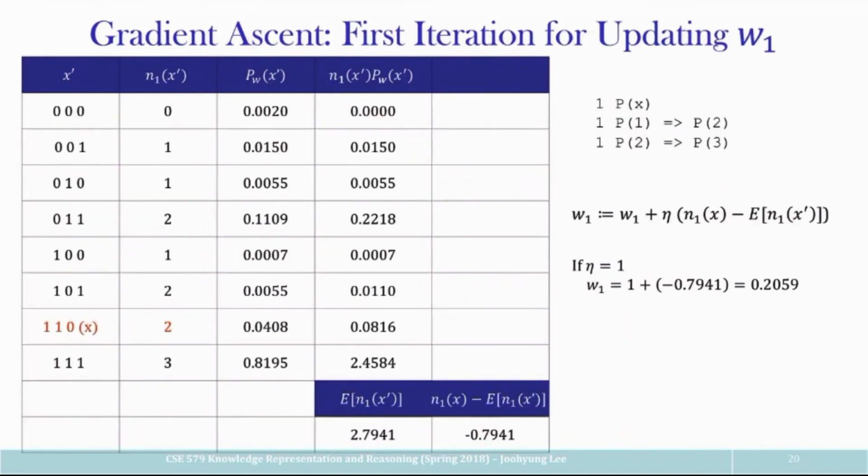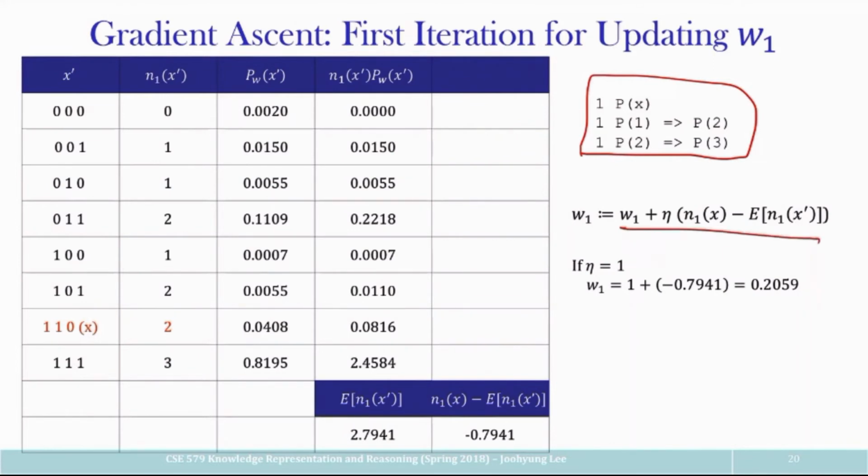This is not quite the same example as before; it's a bit simplified. I have only three formulas here. P(X) is a non-ground formula, where X is a variable. The second and third are ground formulas. And according to the gradient ascent method, we are going to update each weight according to this equation.